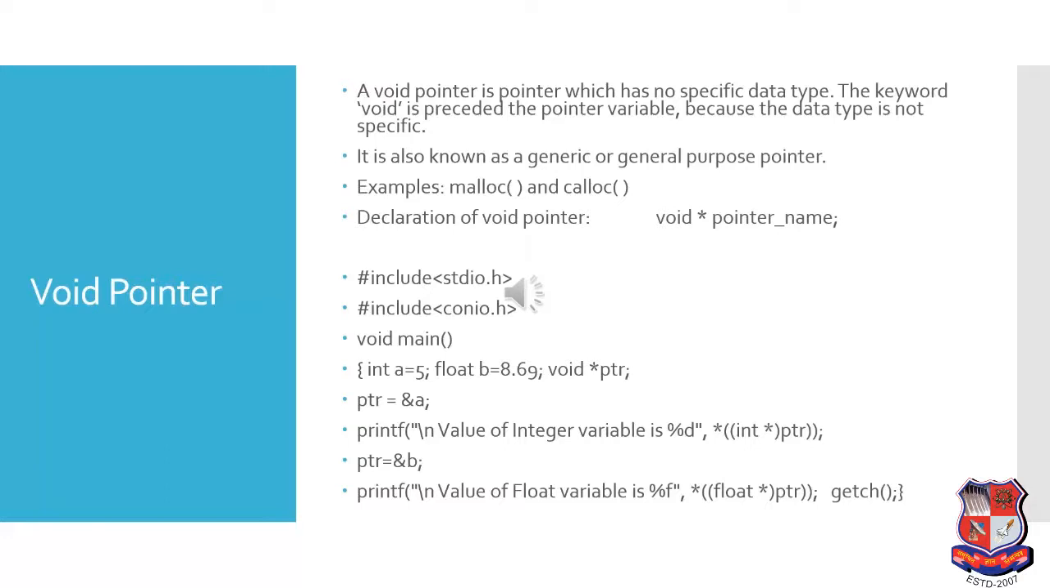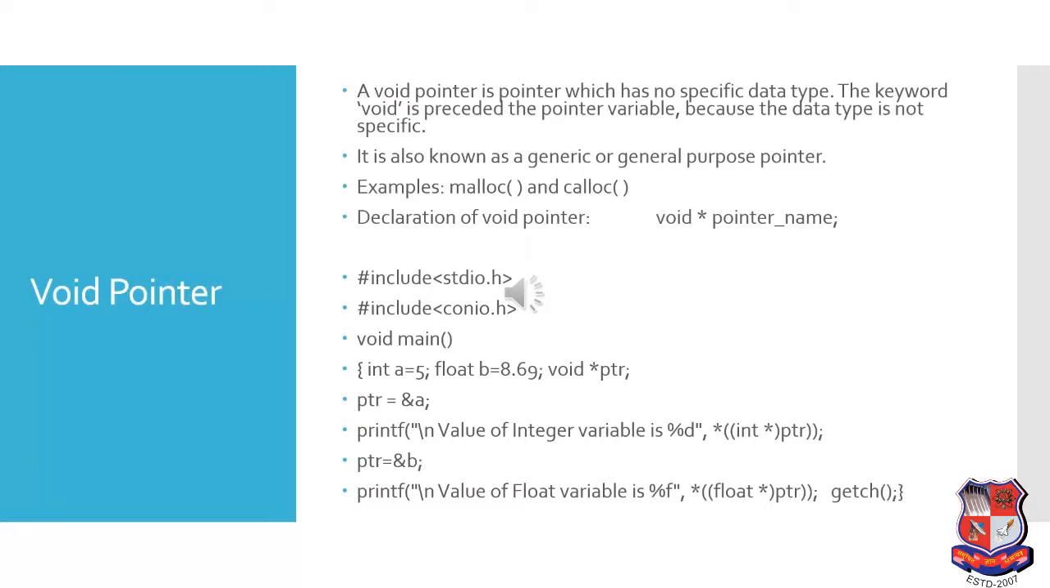Clear? Now ptr is assigned the value address of A. Since the data type of the pointer is void, I can initialize the pointer with the address of a variable of any data type. So first we have written ptr equals ampersand A. This is a valid statement. Now the most important point: how to display it. Since the data type is void, we have to typecast it, right?